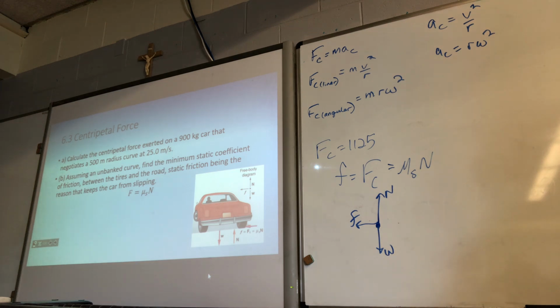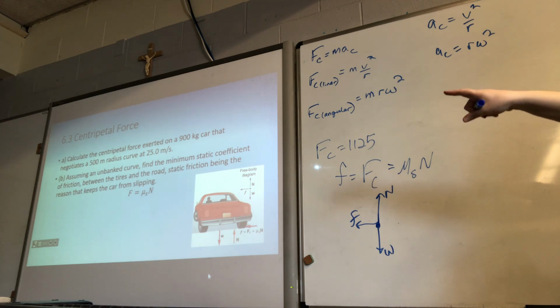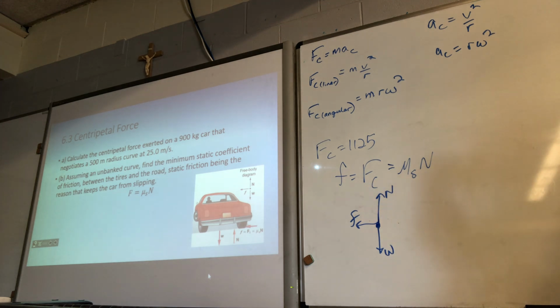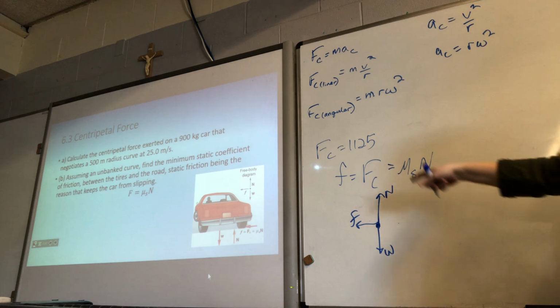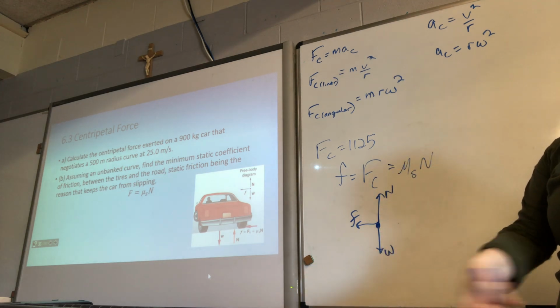In this particular case, isn't the normal just equal to the weight? Do you agree? We're on an unbanked curve in this problem, so there is no angle that we have to deal with. We will talk about how to deal with banked curves later, but what happens is instead of the weight pointing straight down, weight goes on an angle. When weight's on an angle, what do we have to do? Parallel, perpendicular.